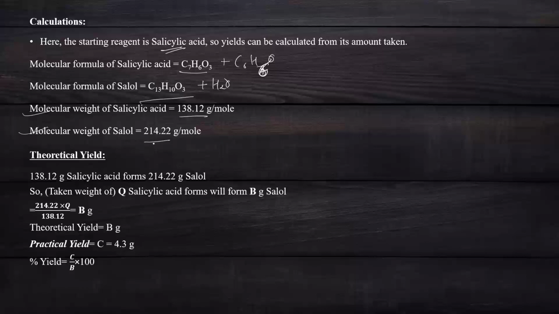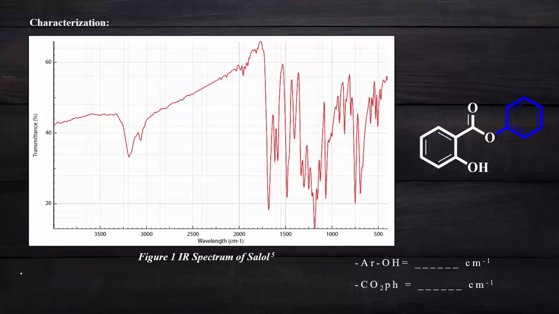So suppose we take 138.12 gram per mole salicylic acid, it's converted into 214.22 gram per mole Salol. So what if we take 8 gram of salicylic acid, how much Salol will we get? It's called theoretical yield. But after the practical we get 4.3 gram as a practical yield. So when we divide practical yield by theoretical yield, we get our percentage yield, which is very important in the experimental section. Next we will take a look at the characterization technique, particularly the IR spectrum.